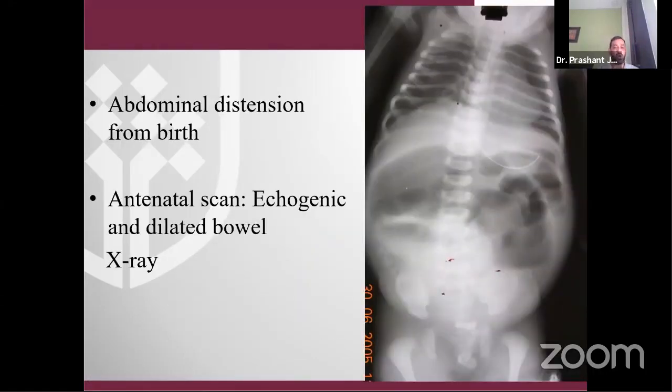Now, this is a newborn who had abdominal distension right from the birth. Now, the cases which we have discussed before, the cases of ileal atresia or Hirschsprung's disease, normally will not have abdominal distension right from the birth, and they will have a gradual progressive abdominal distension. But this newborn baby had abdominal distension right from the birth.